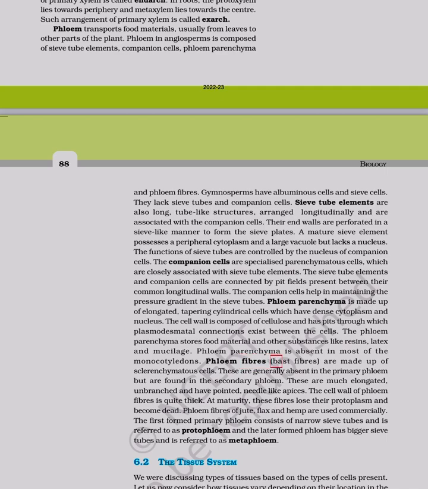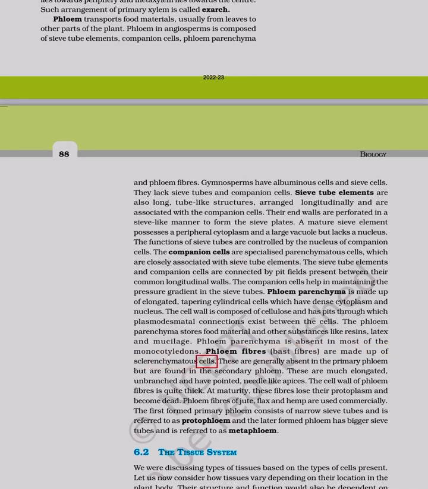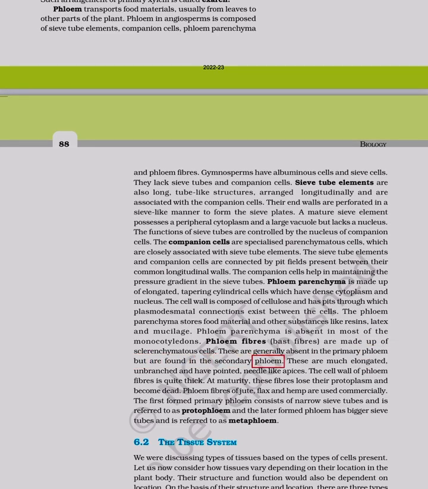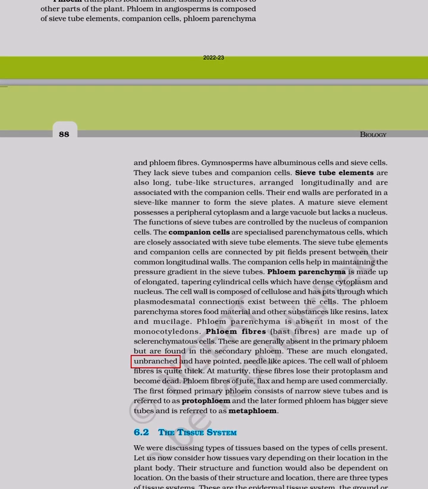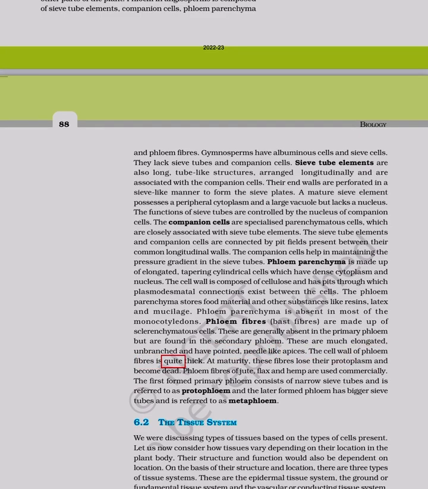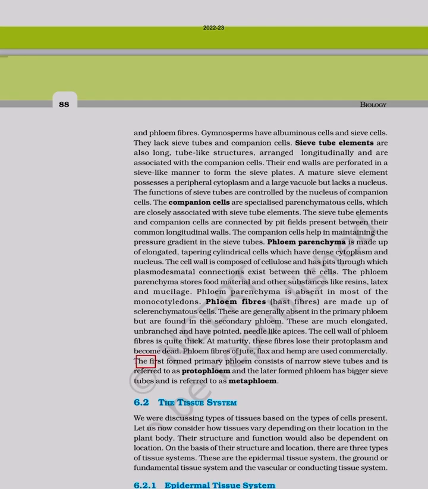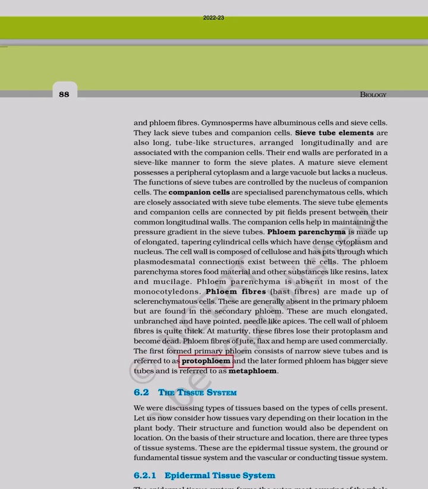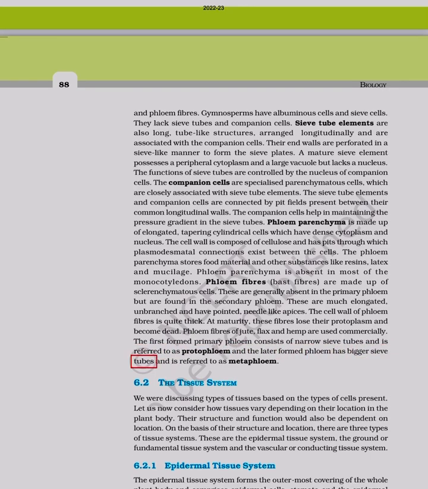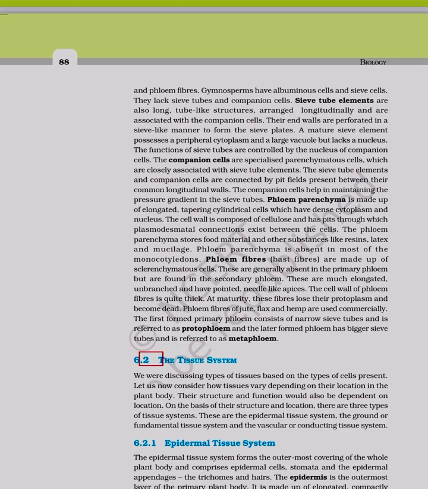Phloem fibers, bast fibers, are made up of sclerenchymatous cells. These are generally absent in the primary phloem but are found in the secondary phloem. These are much elongated, unbranched and have pointed, needle-like apices. The cell wall of phloem fibers is quite thick. At maturity, these fibers lose their protoplasm and become dead. Phloem fibers of jute, flax and hemp are used commercially. The first formed primary phloem consists of narrow sieve tubes and is referred to as protophloem, and the later formed phloem has bigger sieve tubes and is referred to as metaphloem.